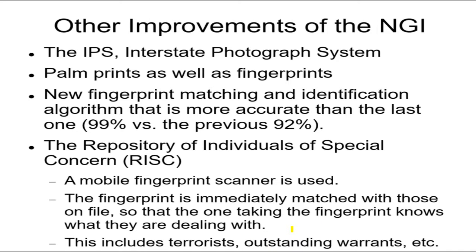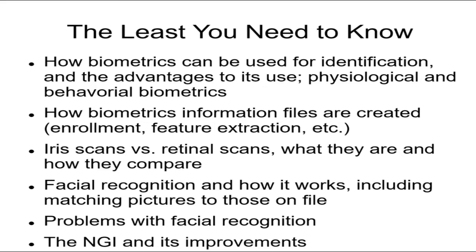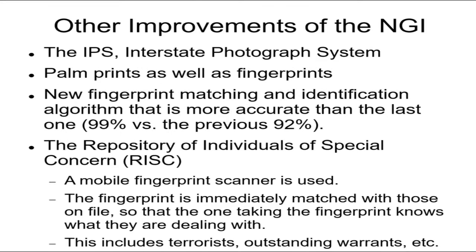These are fingerprints. We can do a lot with them, but this is mobile and instantly digitized, so it can be immediately put through the database to identify it. By the way, it's called the Repository of Individuals of Special Concern, the RISC. That's the database of databases with fingerprints and whatever else we have to identify them.